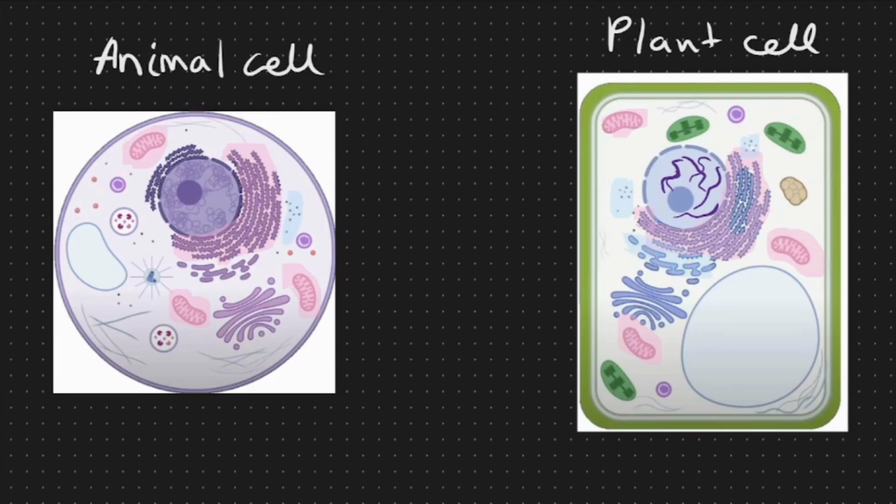Next, there's the smooth endoplasmic reticulum, which looks like the rough one, except it's not rough. It doesn't have any of the ribosomes on it. Here it is labeled on both the animal and plant cell.